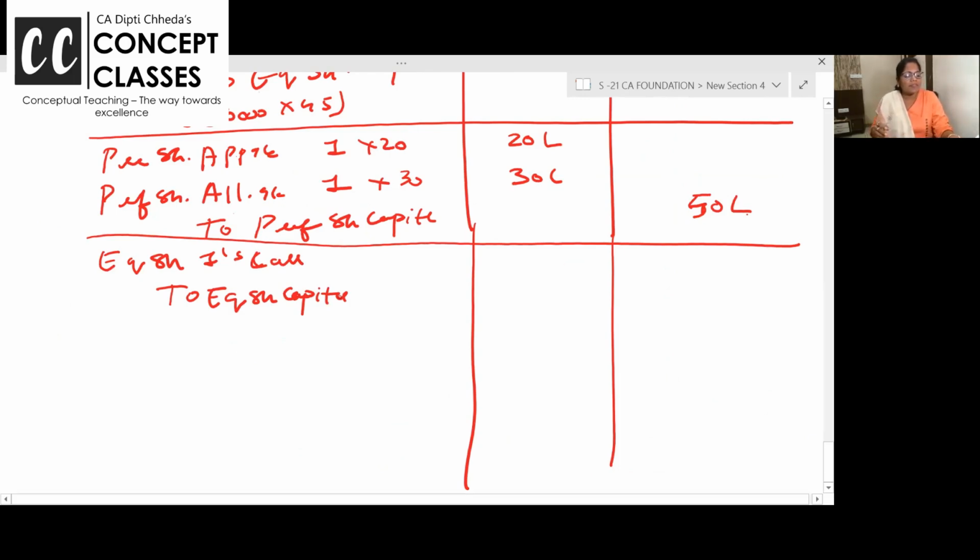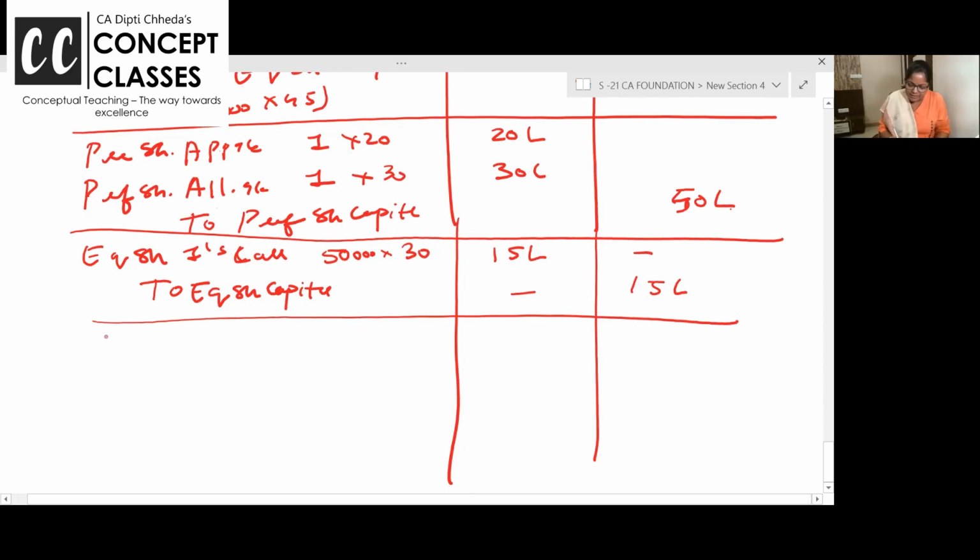How much amount is there for 50,000 shares? For 50,000 shares, the first call due is 30, that is 15 lakhs. Equity shareholders, you have to pay first call 15 lakhs. And preference shares, first call due 1 lakh. Please write this in bracket, this will make it clear.